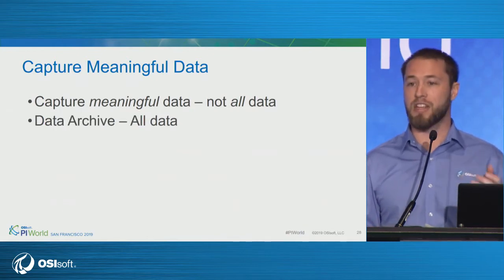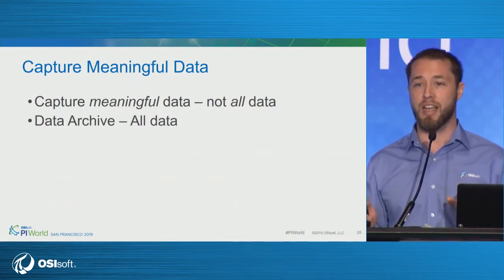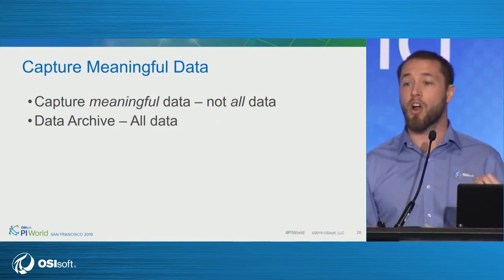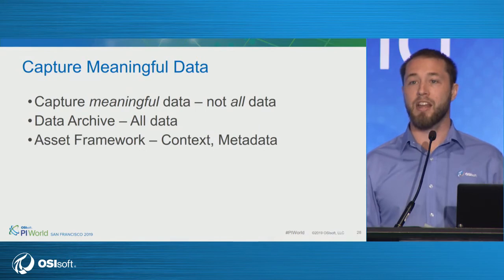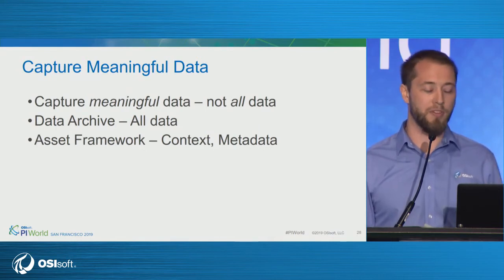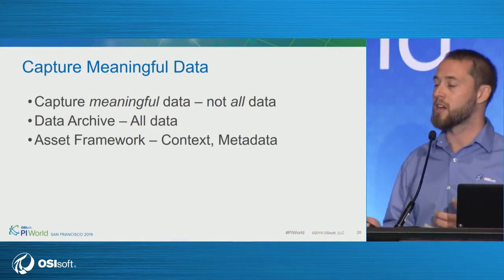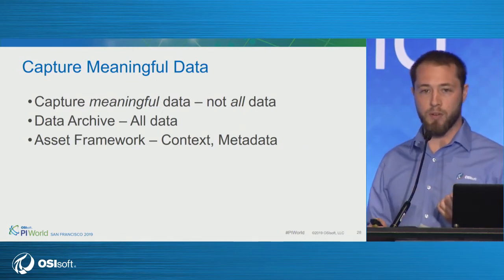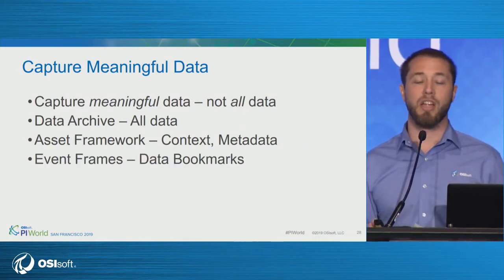Again, the data archive is here to capture all data, all of your process data, everything you might need. The data archive is the heart and soul of that. Again, Asset Framework is a layer on top of this. This provides context and metadata. This frames your data archive data in a usable and meaningful way. And again, event frames are just another layer on top of that.